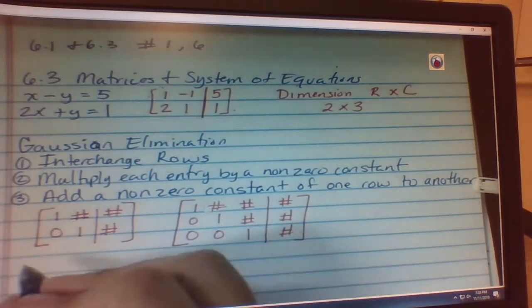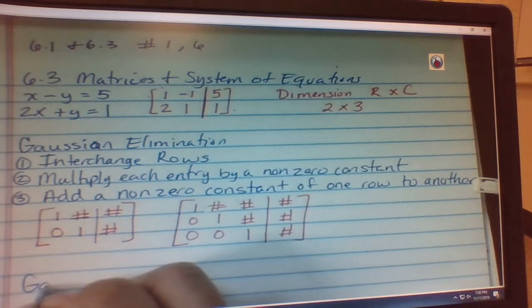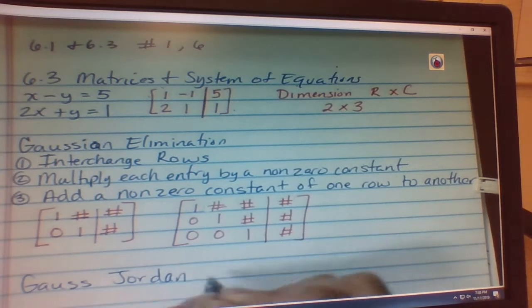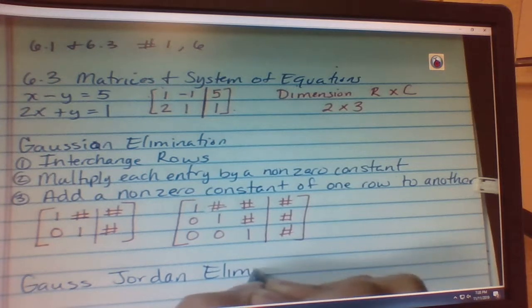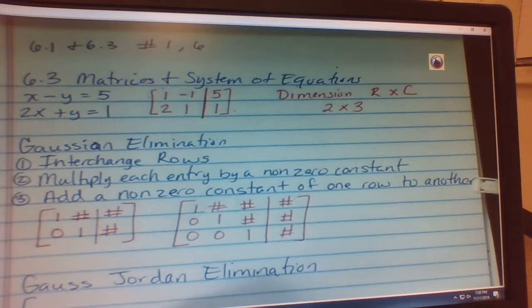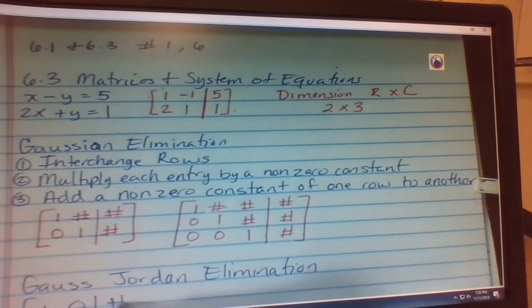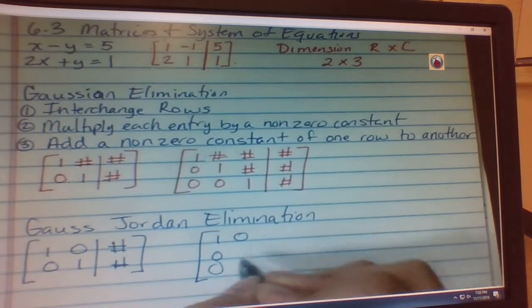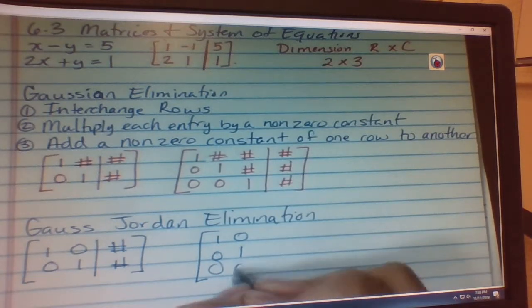Now, we have another one called Gauss-Jordan elimination.